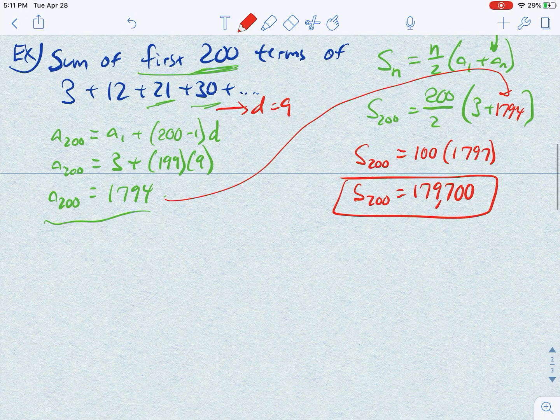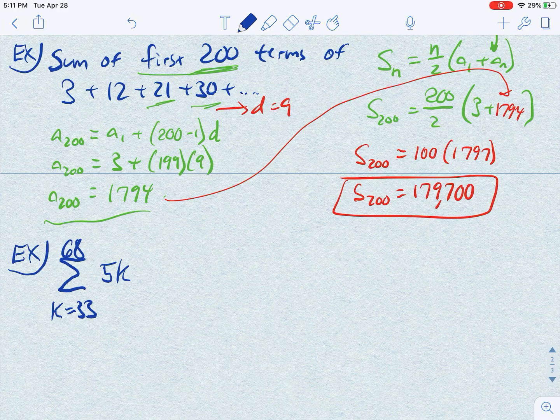And in the end, I get the sum of these 200 terms. Actually, we could do this in our head, can't we? 100 times 1797. That's just 1797 with a couple zeros. 179,700.